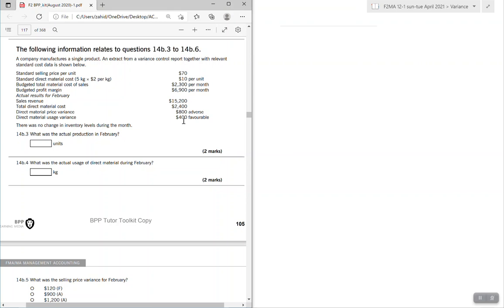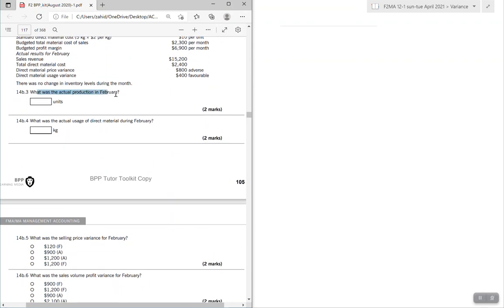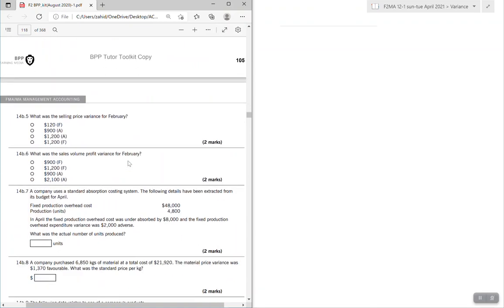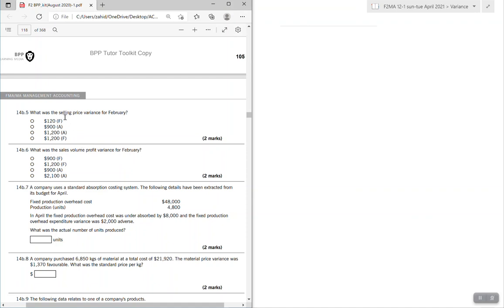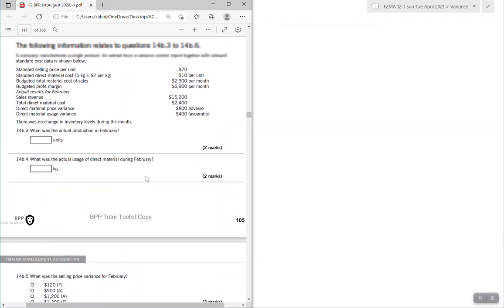Okay, this next question relates to 14.3 to 14.6, four questions. So the requirement is: what is actual production in February? What was actual usage of direct material during February? What was the selling price variance for February? What was the sales volume variance?